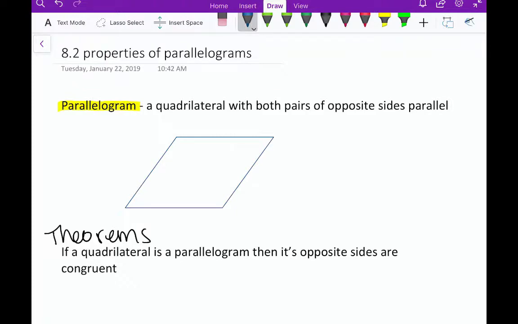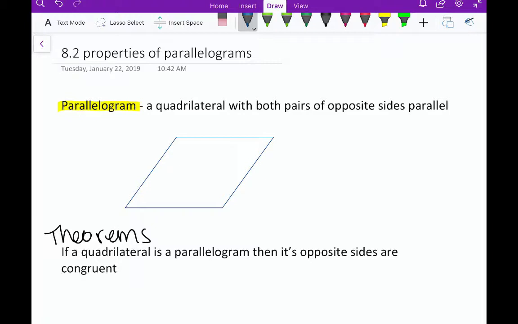In this video, we're going to discuss Chapter 8.2, Properties of Parallelograms. A parallelogram is a quadrilateral with both pairs of opposite sides parallel. Remember, a quadrilateral is a four-sided polygon. There are quite a few special types of quadrilaterals, and the parallelogram is the first one that we'll look at.